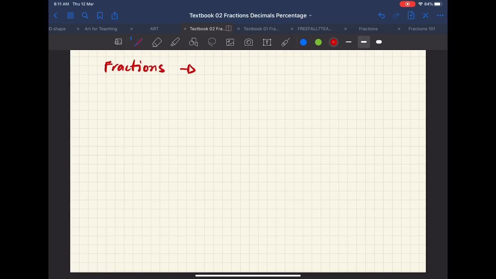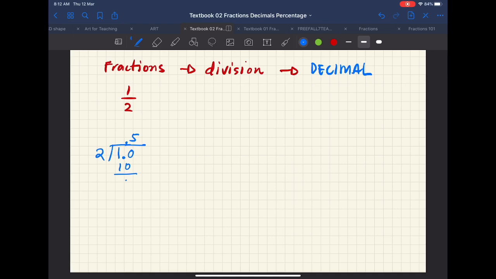As you know, fractions like 1/2 is basically a division problem, okay? So when you see a fraction, you divide. And you know, when you divide a fraction, you will end up with a decimal. Okay? So if I do 1 divided by 2, since 1 is less than 2, I have to make it into a decimal. Add a 0, so 10 divided by 2 is 5.